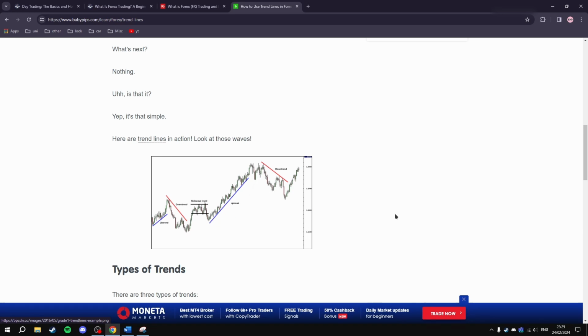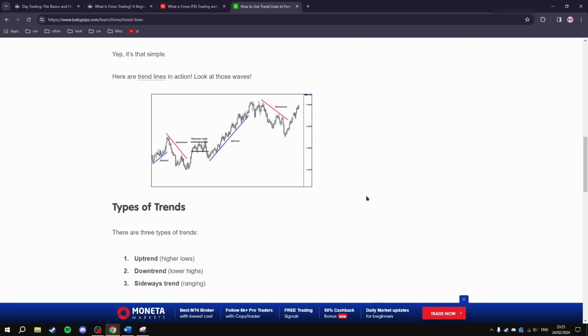Yeah. So it's just hard to know how much of the graph you should focus on. For example, in this section here, they've done it as a sideways trend, but if you zoom in on only this bit here, then I guess that could be a mini uptrend as well. So that's the hard bit, I reckon.